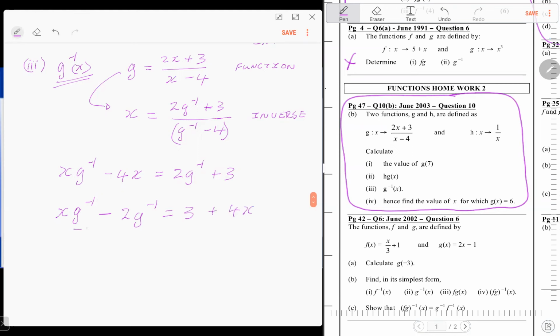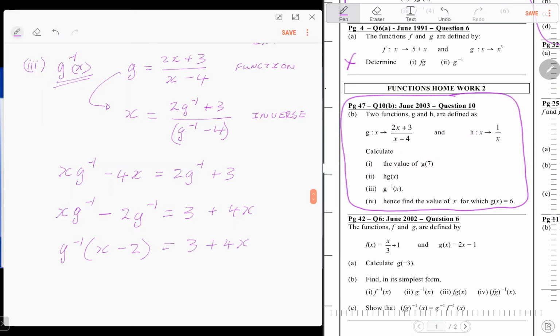And then we can factorize the g to the minus 1 out of those two terms now. So we put g to the minus 1 in a bracket; out of this it becomes x, out of this it becomes negative 2. And that leaves us with 3 plus 4x.